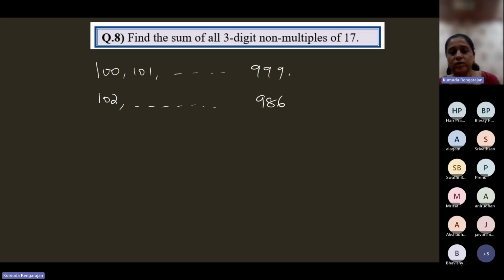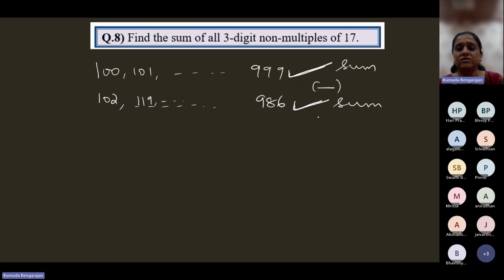So the first one is the AP of all 3-digit numbers. The second one is the AP of all 3-digit multiples of 17: 102 plus 17, 119 plus 17, and so on till 986. Find the sum of the first AP and the sum of the second AP. The difference will be the sum of all 3-digit non-multiples of 17.